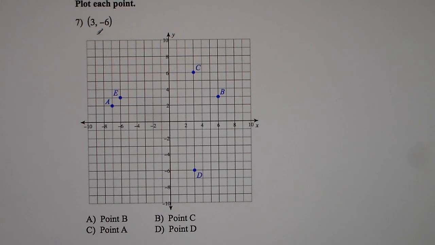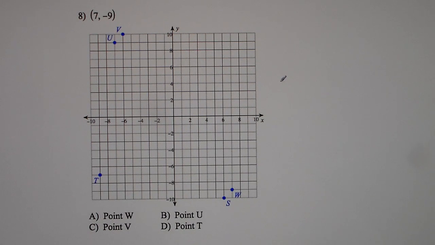Looking at number 7, we have the coordinate 3, negative 6. That means 3 to the right, down 6. So 3, negative 6, that's option D. So number 7 is D. Number 8, we have the coordinates 7, negative 9, so 7 to the right and down 9. That falls right here. So it looks like it's point W, so it'll be option A for number 8.